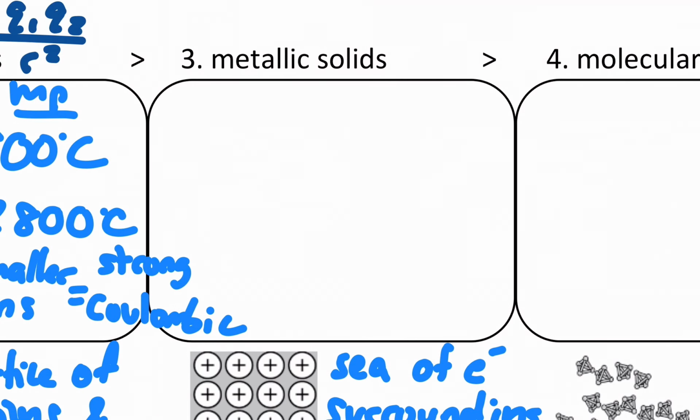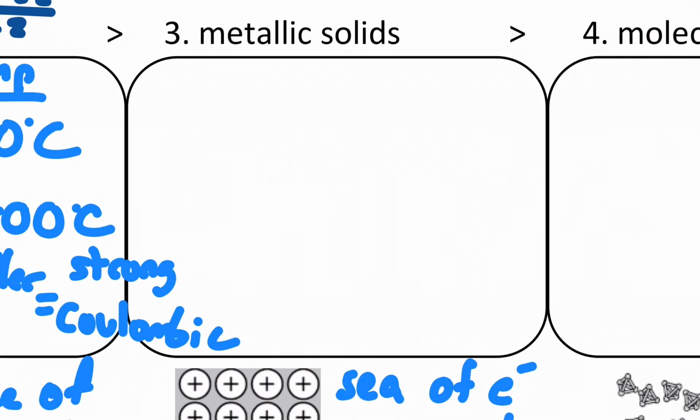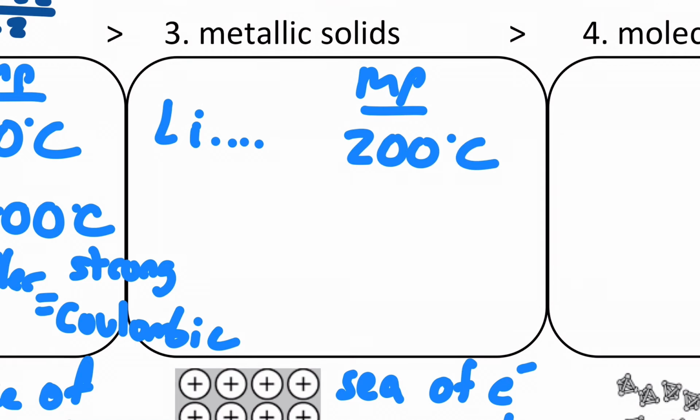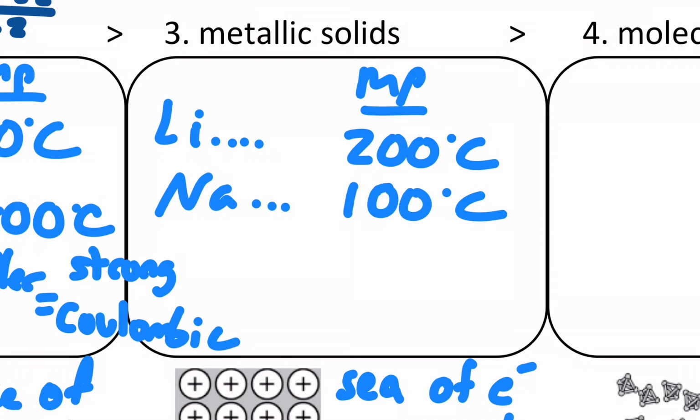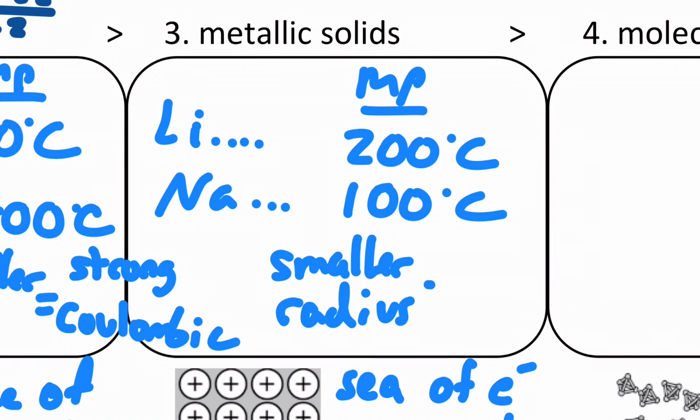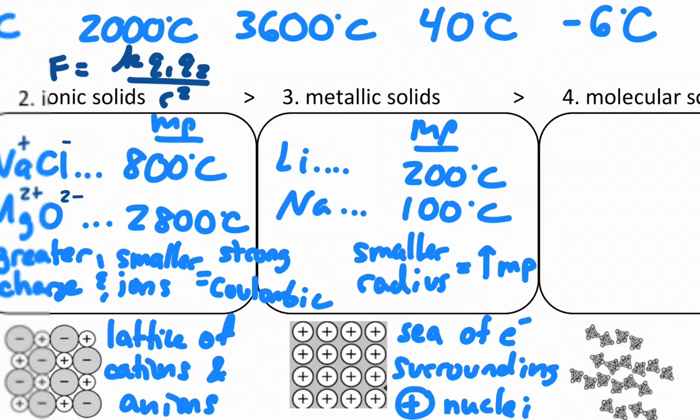Now, what about trends within the metals? It's hard to get a perfect trend of melting points, but I'll show you a couple of examples. Lithium has a melting point of about 200 Celsius, whereas sodium melts at about 100 Celsius. And for the most part, a smaller radius equals a higher melting point. They can just stick together more strongly.